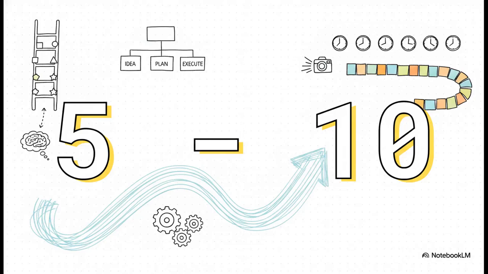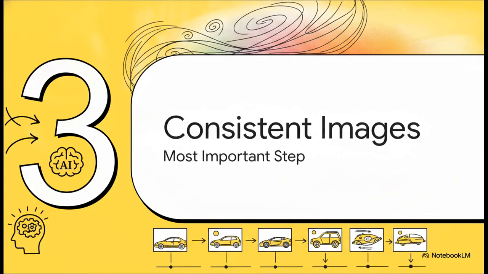You must break your transformation down into 5 to 10 distinct stages. Most beginners totally fail here because they just jump straight in without a plan. But the reality is, the more stages you create, the smoother and more believable your final time-lapse is going to look. All right, moving to Section 3, generating perfectly consistent images.